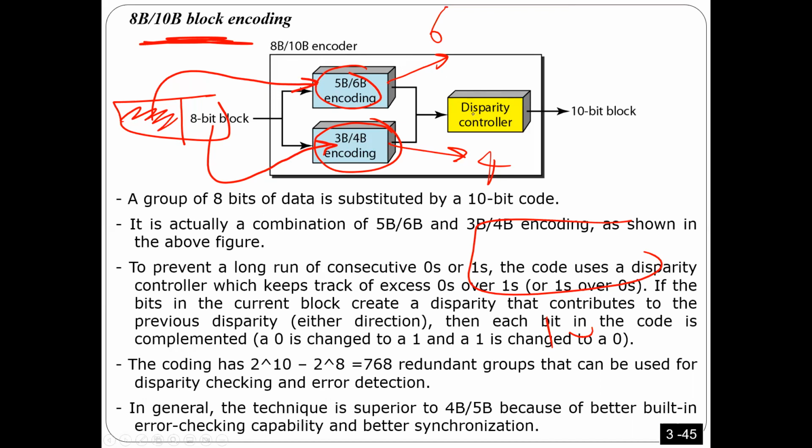Sometimes we improve it more by having something like a disparity controller. You remember the idea of inversion when we invert it? The disparity controller can invert by monitoring. It can monitor the number of ones and the number of zeros you send, and if it finds that we transmitted more ones than zeros, it is going to invert the code, to make a balance between ones and zeros.